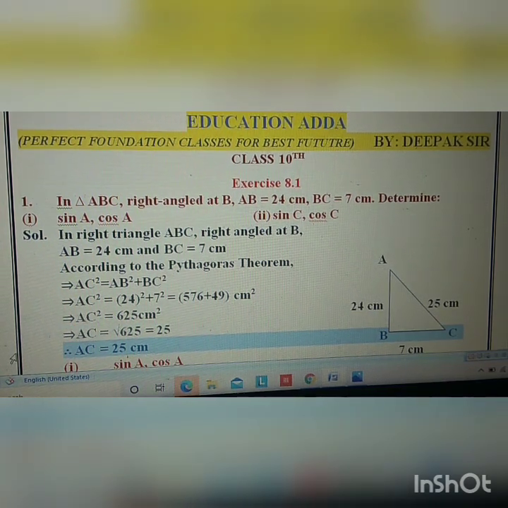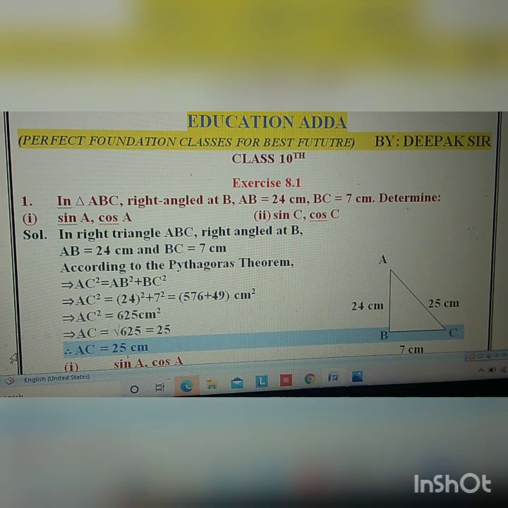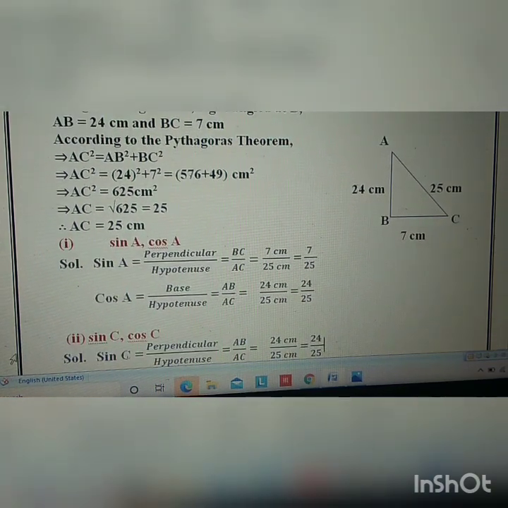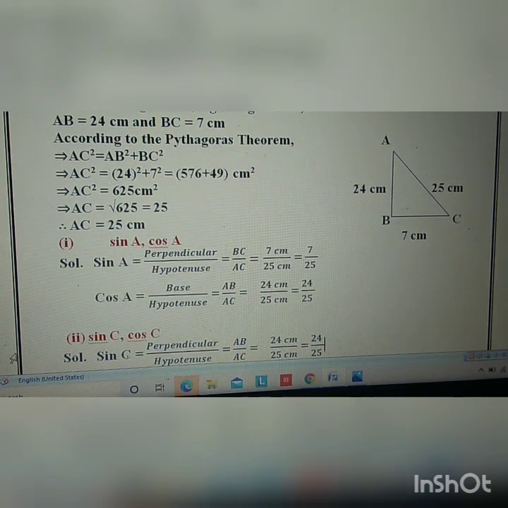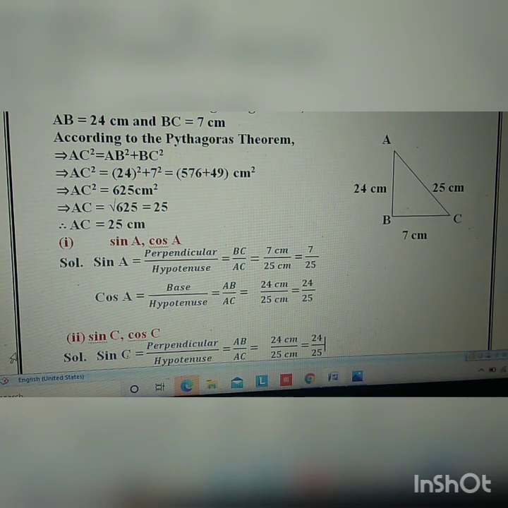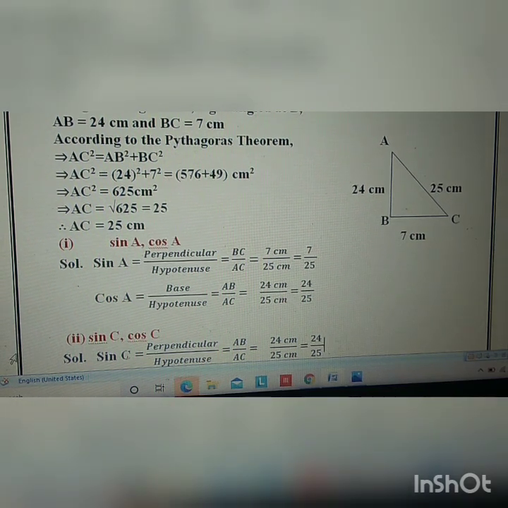Now AC is 25. As we all know, sin A is perpendicular upon hypotenuse. As explained in the basic concepts of trigonometry, the perpendicular for an angle is always the side opposite to the angle. So for angle A, the perpendicular is BC and the hypotenuse is always opposite to 90 degrees, that is AC. That is, sin A is BC upon AC, which is 7 upon 25.